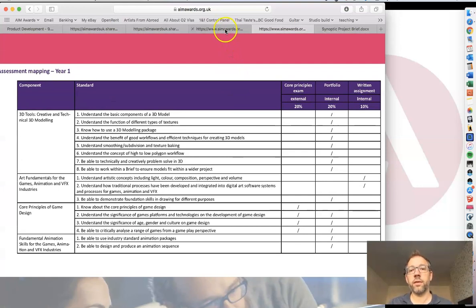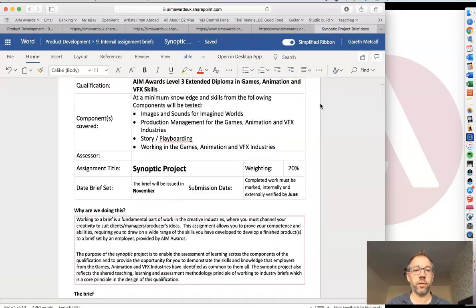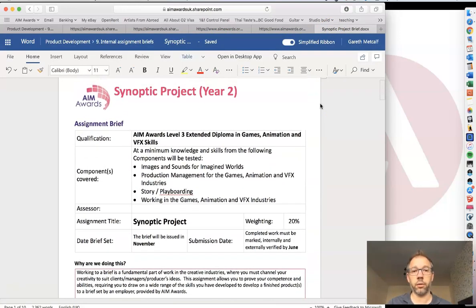So what I would say is you don't need to worry that things are or are not covered. We have explicitly mapped where things are covered, and so all you have to worry about is what is on the assignment briefs that we have provided to you and that you must use.